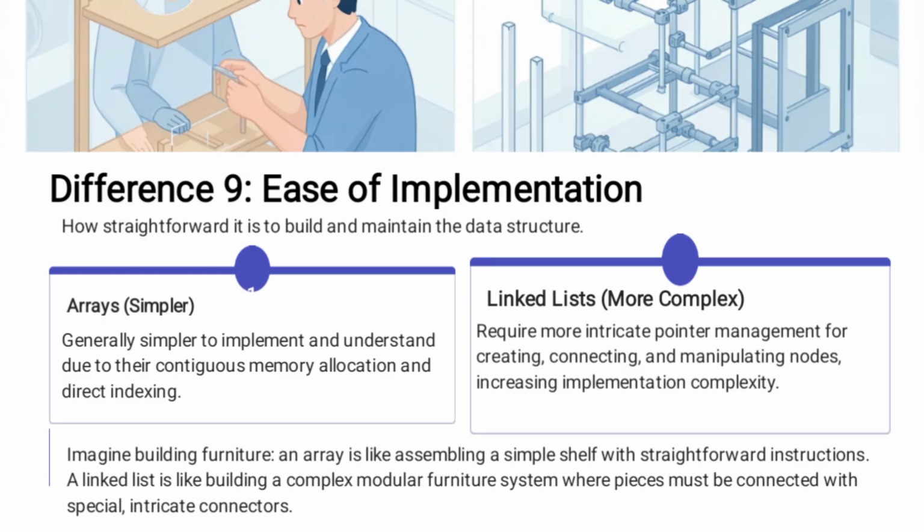For example, in the given image, an array is like assembling a simple shelf with simple instructions, whereas a linked list is like building a complex modular furniture system by following each instruction one by one.